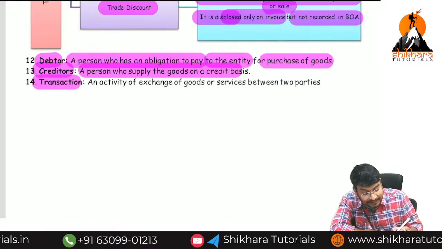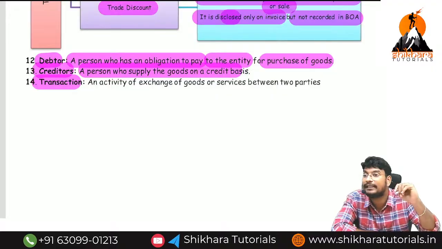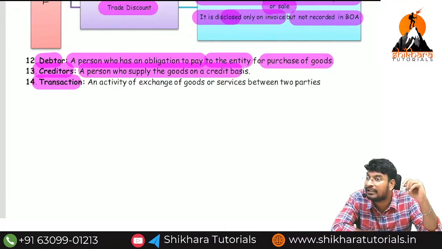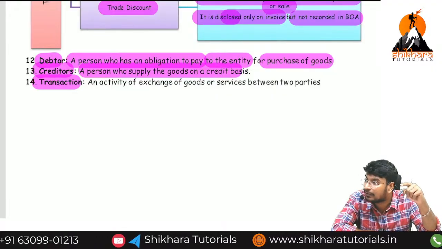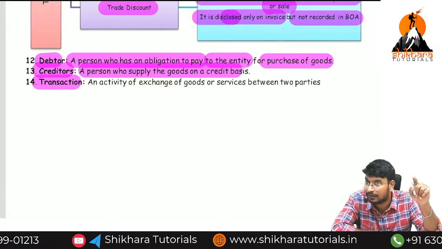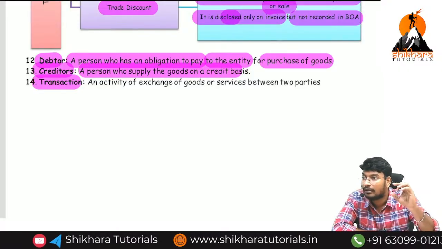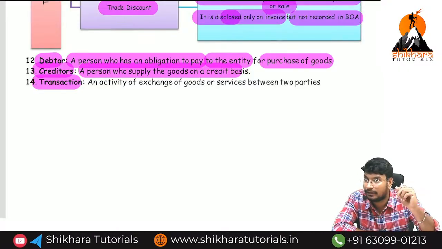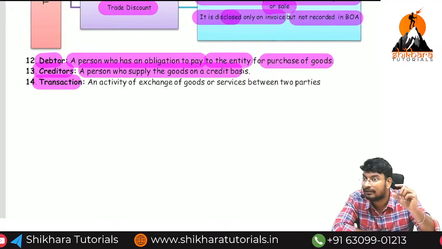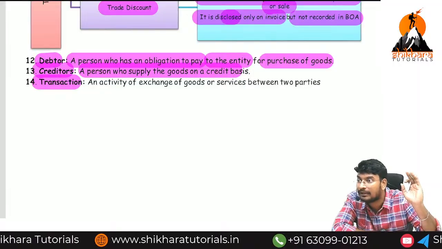The general meaning of a transaction is an activity. In normal English, we know the verb. What is the meaning of a verb? Noun, pronoun, verb. Noun means the names. What is the verb principle? An activity, an action, is called a verb. The same verb is called a transaction.